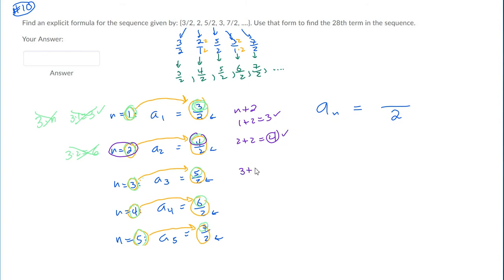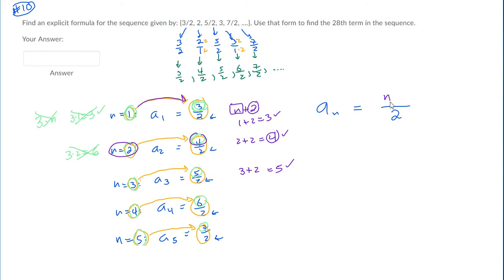What's 3 plus 2? I'm adding 2. I'm taking my n value, my index value, plus 2, because the reason I chose that is that it makes the first one work. And I'm checking to see if it makes the rest work. 3 plus 2 is 5. It's working. In fact, if you check all the way down, it's going to work.